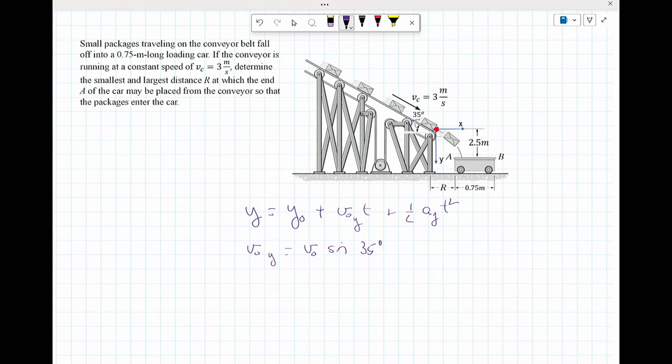You're going to spend a lot of time doing these sorts of geometries. Please make sure that you spend time practicing and being able to do this kind of separation. And hopefully you write better than I do. So V naught sine 35 is your Vy, and V naught y is acting down.